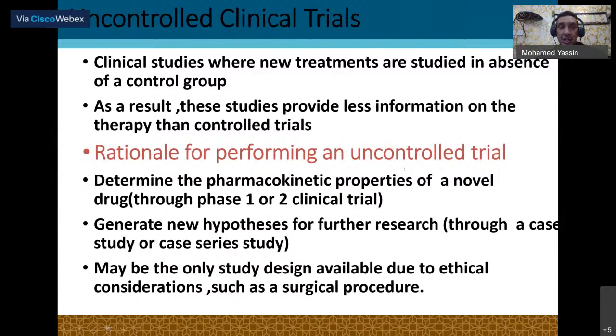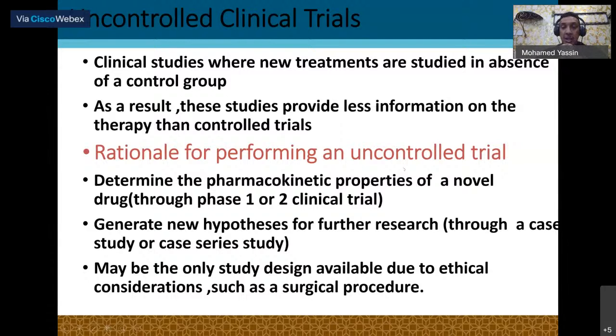Uncontrolled clinical trials still exist, and we use them frequently when a new treatment is studied in the absence of a control group. As a result, these studies provide less information on the therapy than controlled trials. So what is the necessity? Why should we use uncontrolled clinical trials? Is there a necessity for this? The answer is yes, and I gave 3 examples.